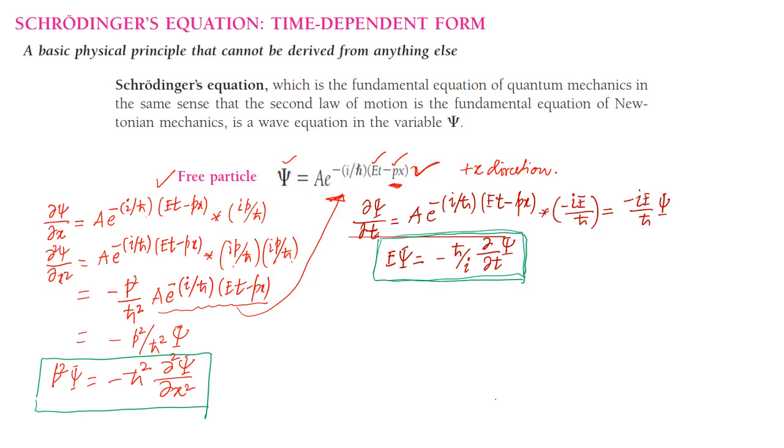Now, for a particle whose velocity is much less than c, that is, a non-relativistic particle.